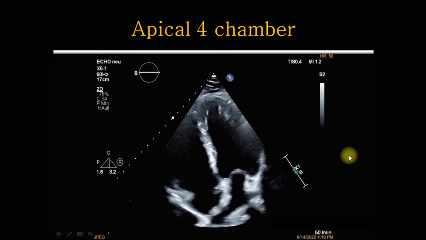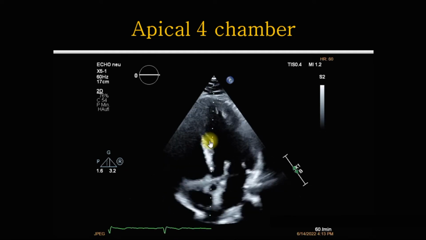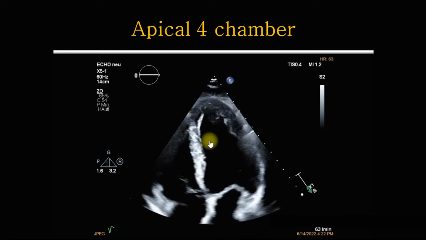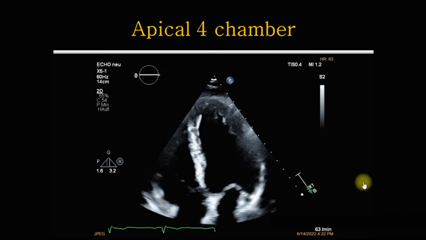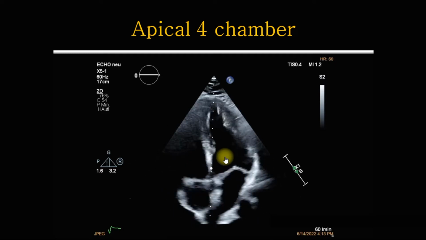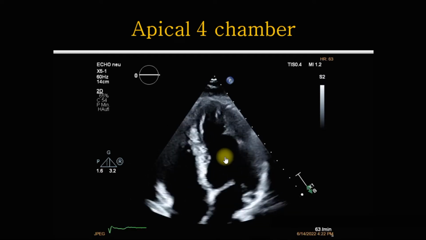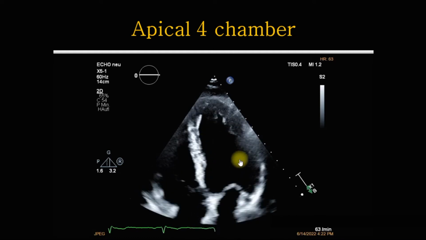Our next view is the apical view. Apical views, we have already said that we have 4 apical views. Here is the apical 4-chamber view. 4-chamber because we can see here 4 chambers. Here is the left ventricle, left atrium, right atrium, right ventricle.